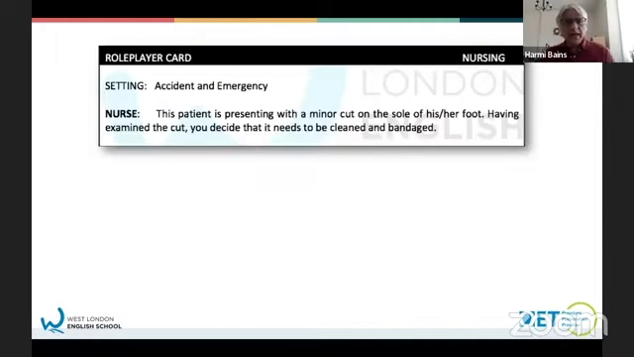We've got here a nursing task. If you're watching this and you're a doctor or a vet, optometrist, please just keep watching because you'll find this useful. And here in this role play, you're in A&E, you're in accident and emergency. And it tells you that the patient is presenting with a minor cut on the sole of his or her foot. Having examined the cut, you decide that it needs to be cleaned and bandaged.